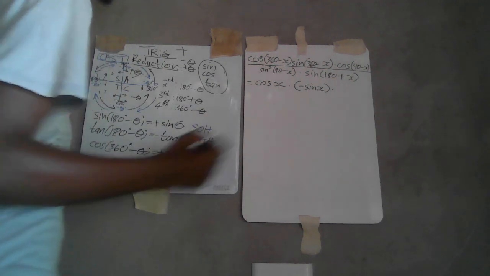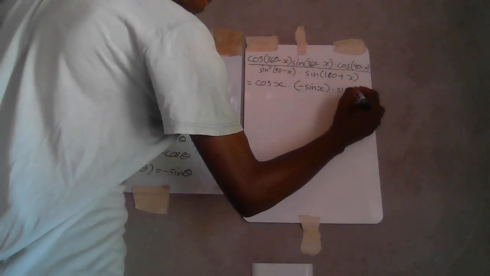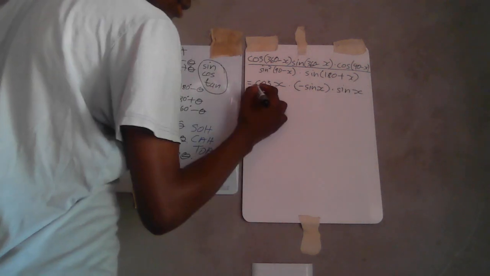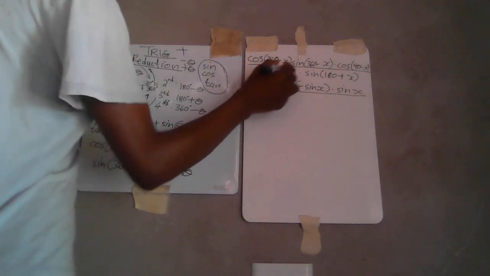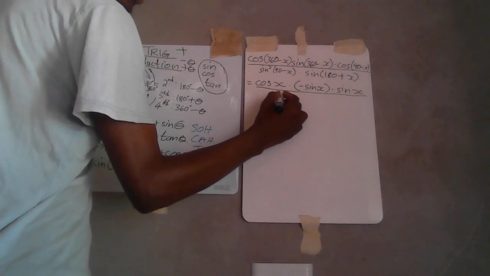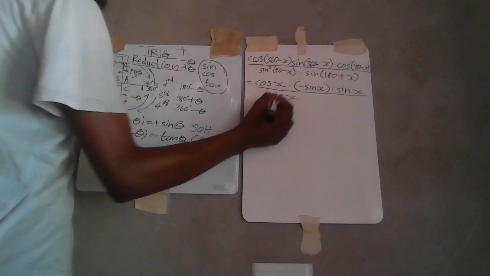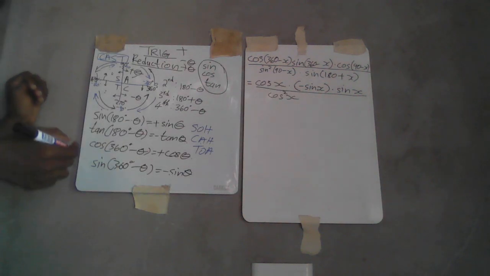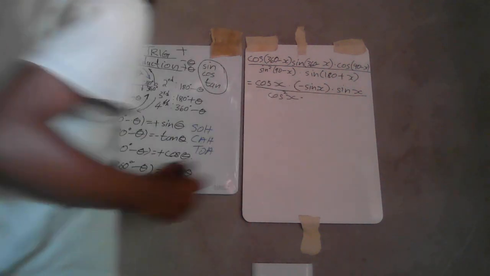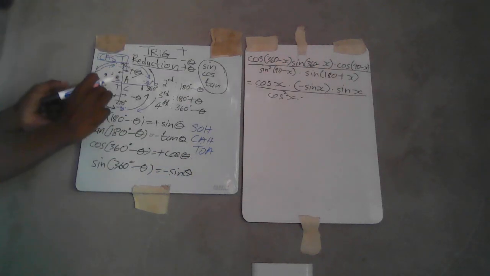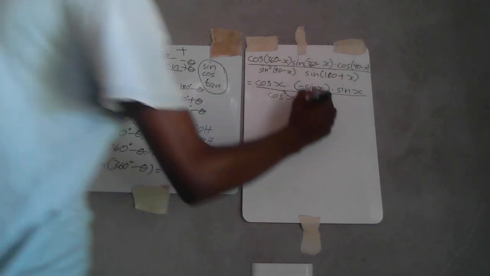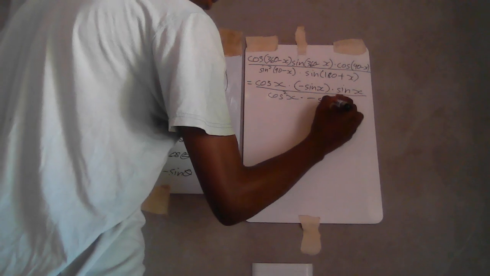Times cos 90 minus x. Obviously this one needs to change to sine x, because it's a co-ratio. Divided by sine squared 90 minus x. This one needs to change to cos x, again co-ratio, and it's squared. Times sine 180 plus x. 180 plus x is the third quadrant. Is sine positive in the third quadrant? No, it's negative. So we're getting negative sine x.